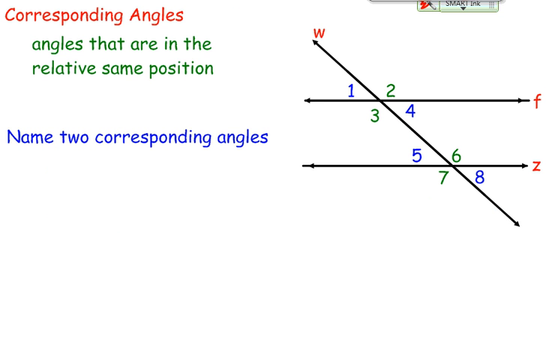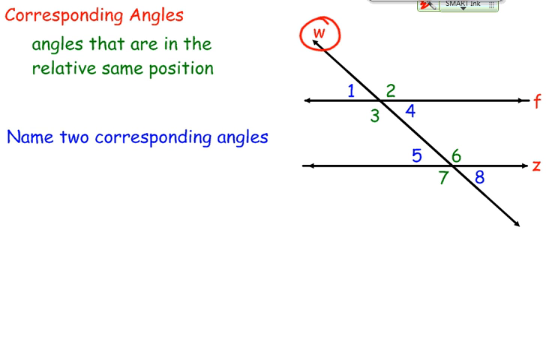All right. You named those two supplementary angles. Now we're moving on to what are known as corresponding angles. Corresponding angles are angles that are in the relative same position. Because we're dealing with parallel lines, as this line, line W, goes to intersect both of them, there's really a pattern that you see. And that's where we get corresponding angles, angles that are in the relatively same position.